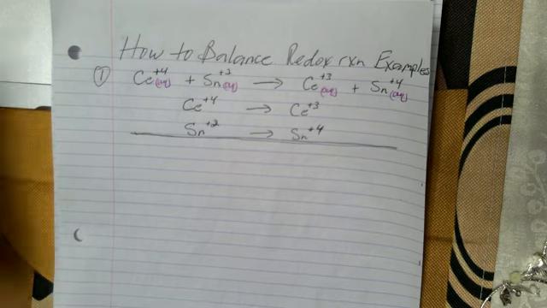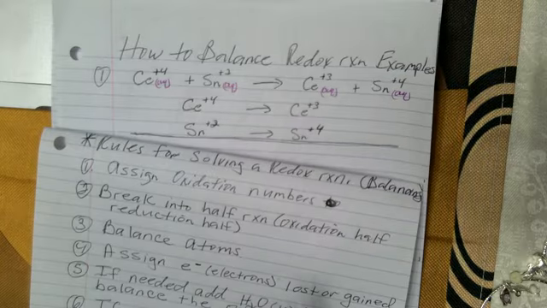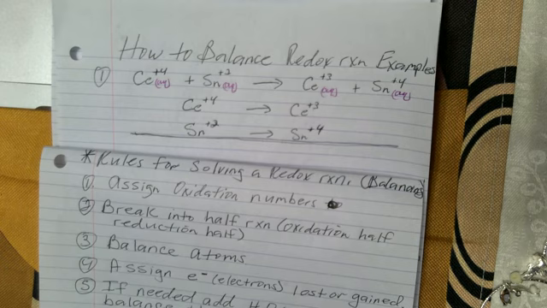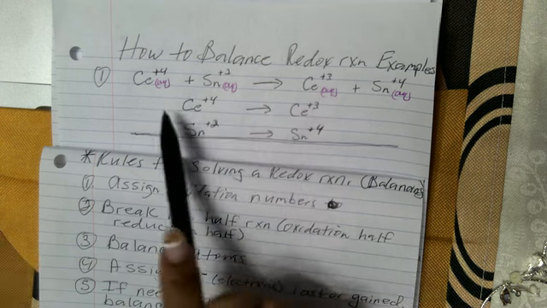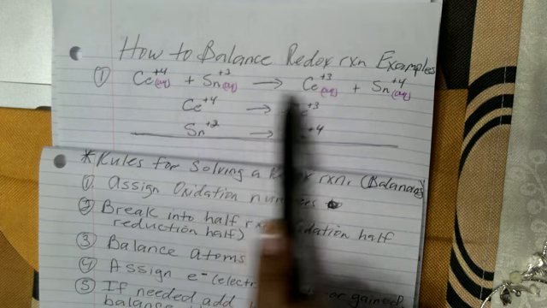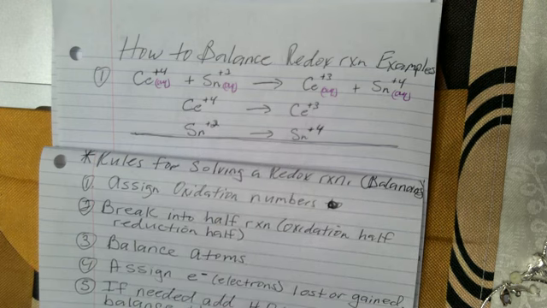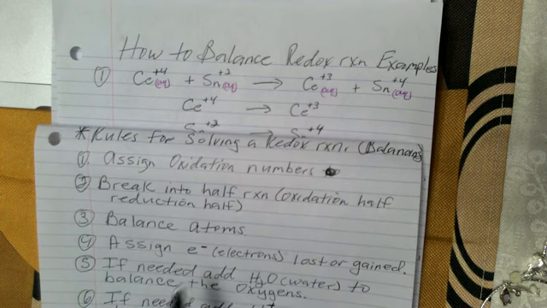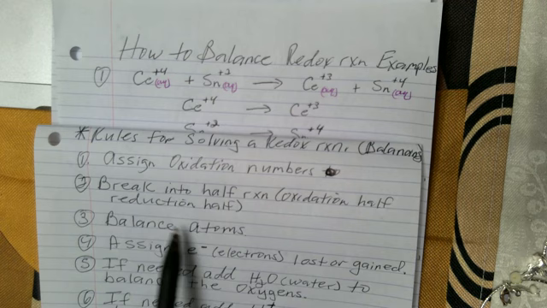Now, the very first rule, guys, remember the first rule said assign oxidation numbers. For this particular one, we don't have to assign the oxidation numbers because if you take a look at it, each one of these already has a charge. So we don't have to do that. So we can do number 2. Number 2 says break into half reactions, the oxidation half and the reduction half.